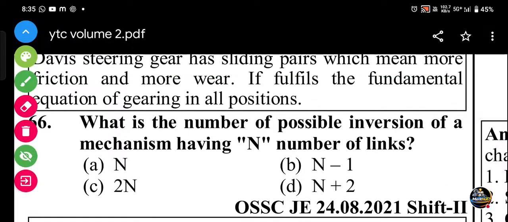What is the number of possible inversions of a mechanism having n number of links? Is the number of inversions equal to n or less than n?